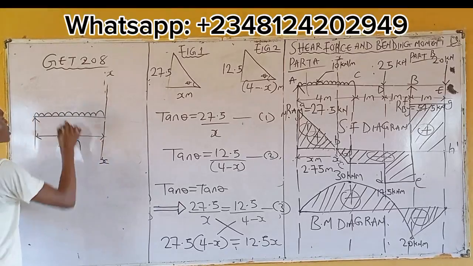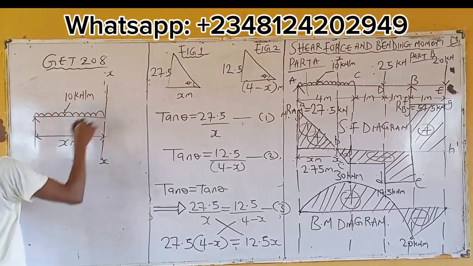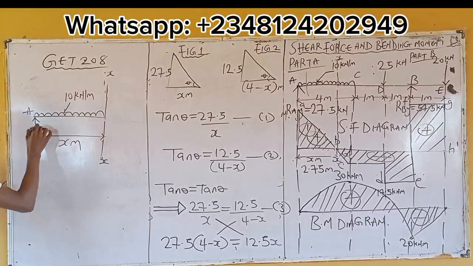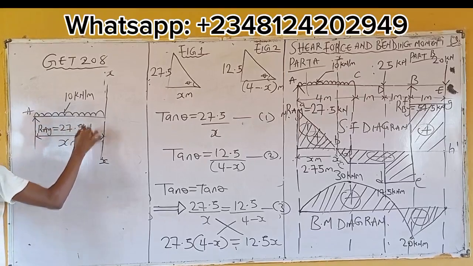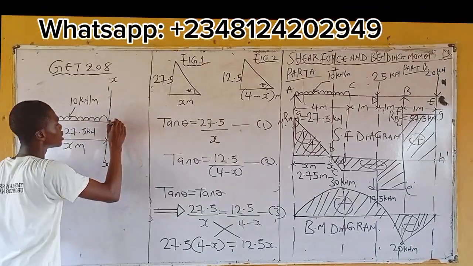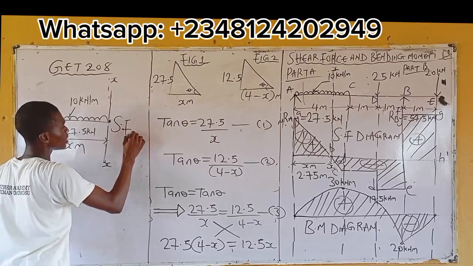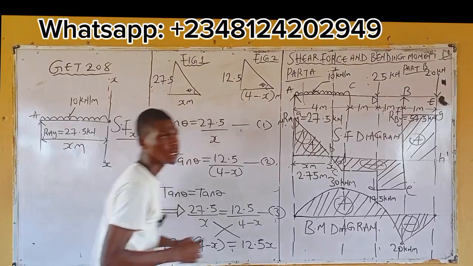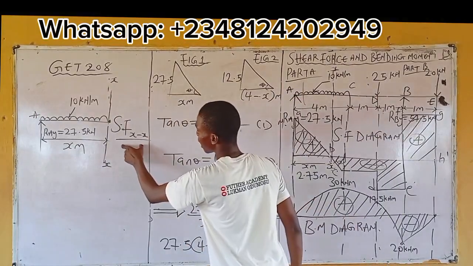Right? This is X meter. What do I have here? 10 kilonewton per meter. Say this is A. What's the value of RAY here? 27.5 kilonewton. Let's say this point that we've sectioned, let's denote it as the shear force at XX.